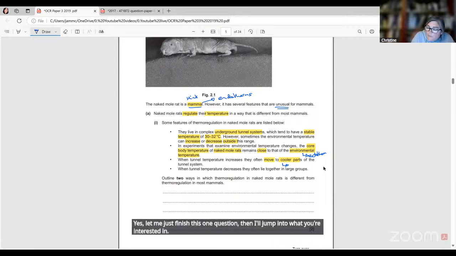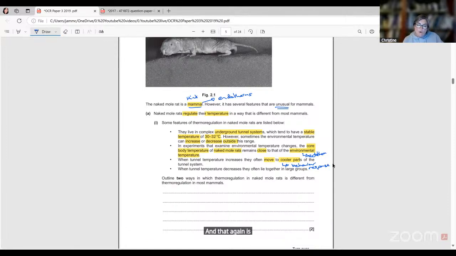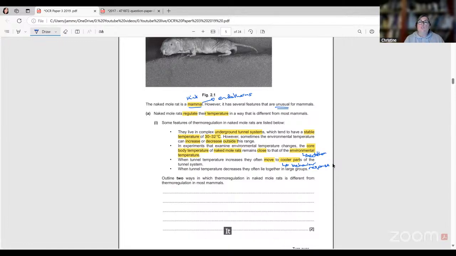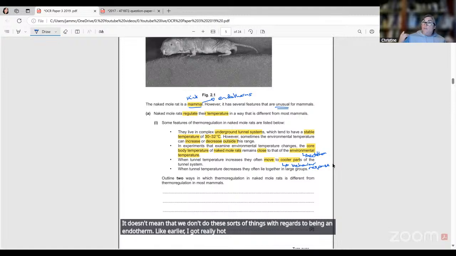So when they move to that cooler part, that is a behavioral response. And that, again, is something that we'd expect of an ectotherm, more than we would of an endotherm. Now, it doesn't mean that we don't do these sorts of things with regards to being an endotherm. Like earlier, I got really hot so I took off my hoodie. Well, after I had done what I needed to do, I then actually felt a bit of a chill. So I got cold, I put my hoodie back on.